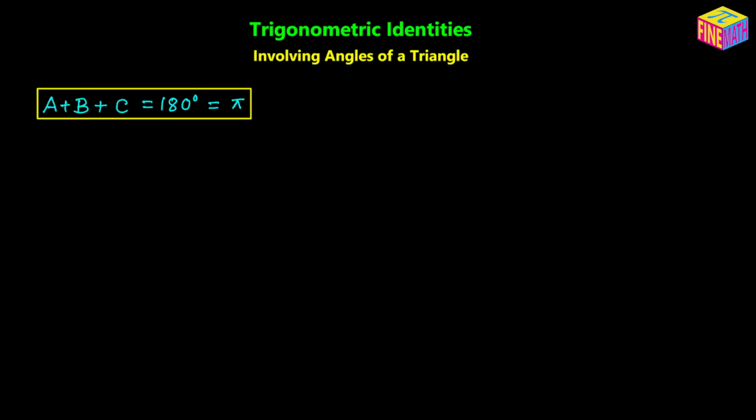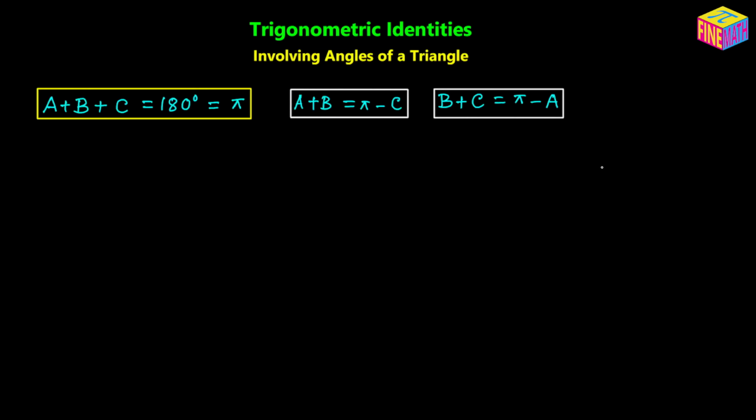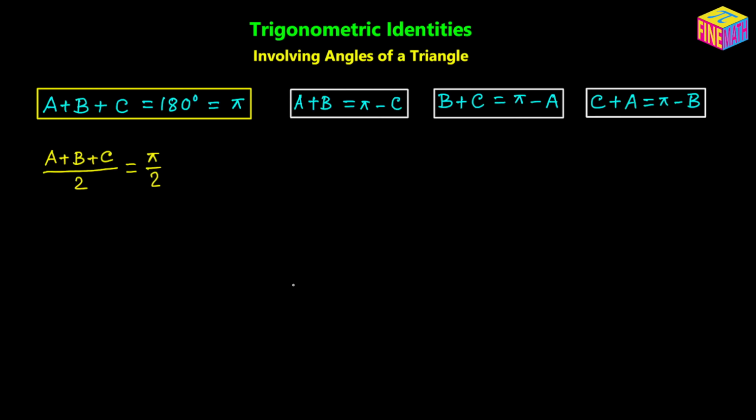And then from here, can we also say that A plus B will be equal to pi minus C? And similarly, can we also say that B plus C will be equal to pi minus A? And similarly, we can also say that C plus A will be equal to pi minus B. Also, if we divide both sides by 2, then we can say (A plus B plus C) over 2 is equal to pi over 2.